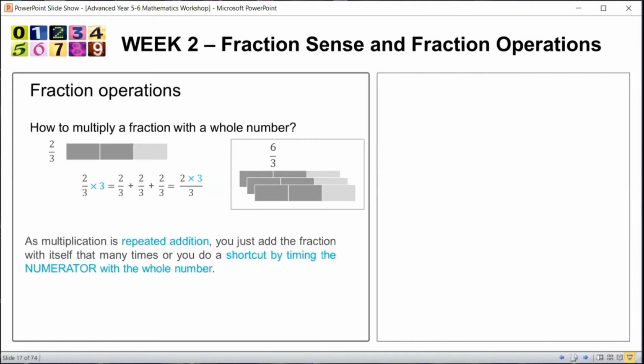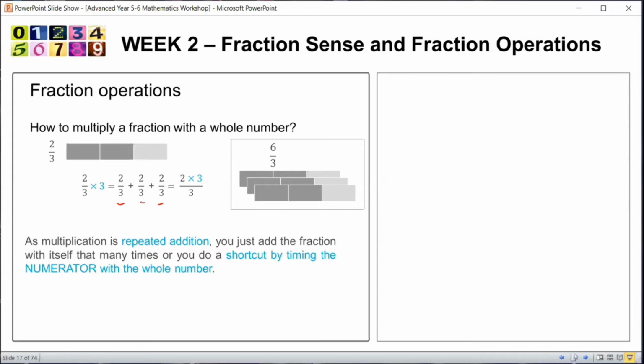Now, this one is really easy. When you times, what you do is you repeat the adding. So, for example, when you times 2 over 3 with 3, all you do is you repeat the adding. You get 3 of them and you add them together. So here you have 2 over 3 plus 2 over 3 plus 2 over 3. So you got 3 times the thing, and you end up with 6 over 3.